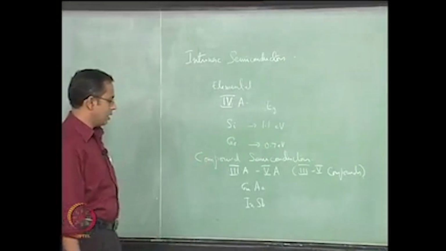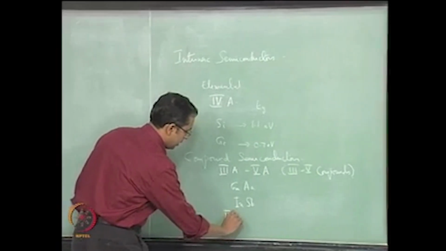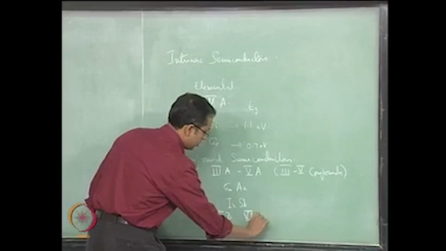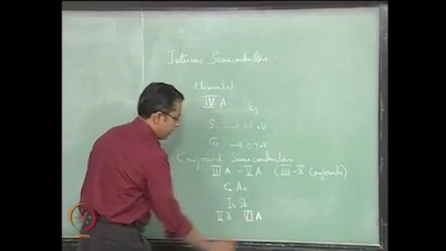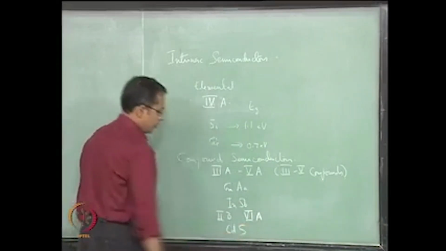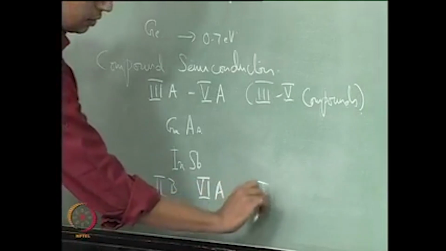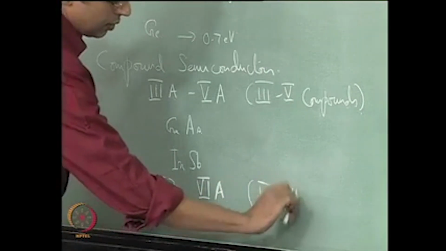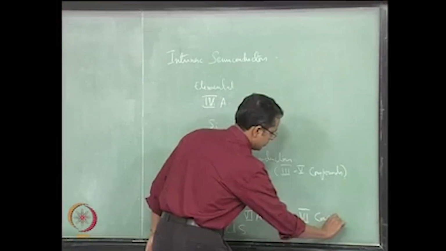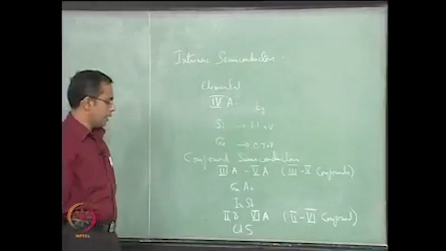based on temperature. You could also have 2,6 compounds, so 2b and 6a compounds. An example of that would be cadmium sulfide. So this would be called a 2,6 compound for obvious reasons.